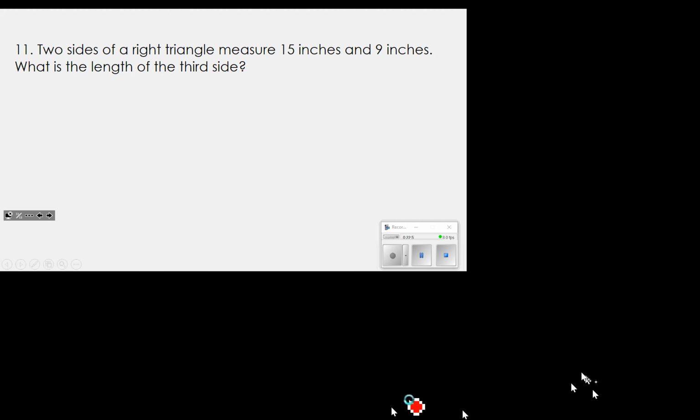For question number 11, two sides of a right triangle measure 15 inches and 9 inches. What is the length of the third side? So now we're talking about the hypotenuse for that one. So if you have a triangle, and it's 15 and it's right, so we know that, and 9, we know this is going to be C. I'm going to label that as A, and this one as B. I have a right triangle, so I'm looking for the length of a side, so I know I'm going to use A squared plus B squared equals C squared.